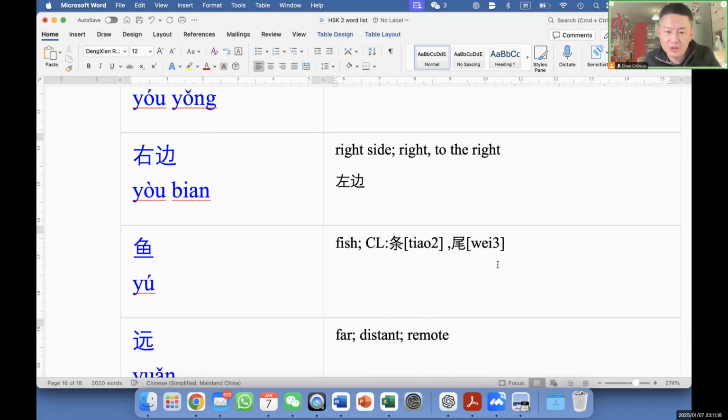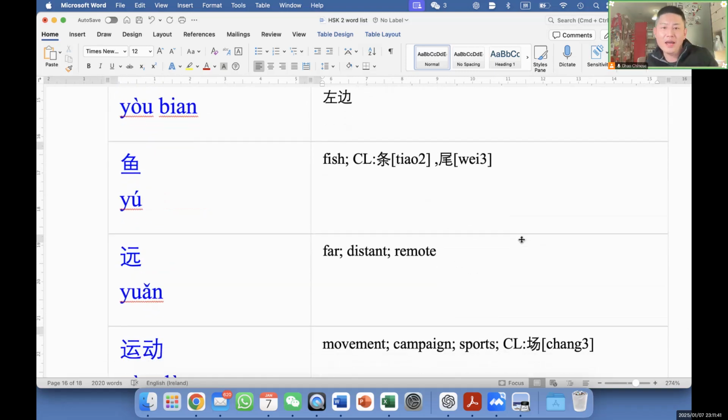鱼 is fish. Classifier for fish. 一条鱼, a stripe of fish. And interestingly, we have another one. 一尾鱼, a tail of fish. Think about that. It's pretty beautiful. A tail of fish. Oh, here, you want to buy some fish? We have a 5-tailed fish for you to buy. Huh? I like that. Yuan is far away. It's the opposite of close. It's not close. It's far away.